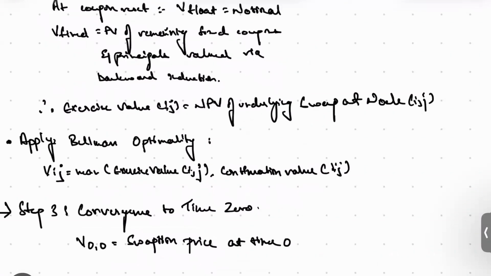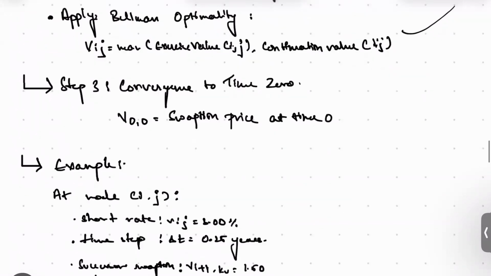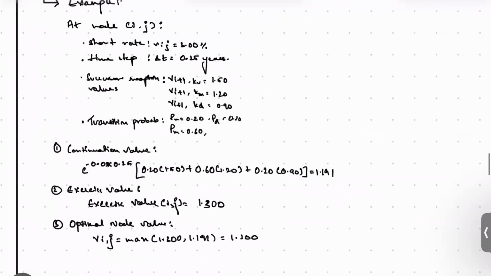So the value of the Bermudan swaption at the node is the maximum value of exercising and the value of continuing. So the last step of this process is convergence to time 0. This recursive process continues until the loop reaches the initial time step i equals 0. The calculation at the root node of the tree, (0, 0), yields the final result. The price of the Bermudan swaption at time 0 is V(0, 0). So let's look at this small example to understand the valuation process better.